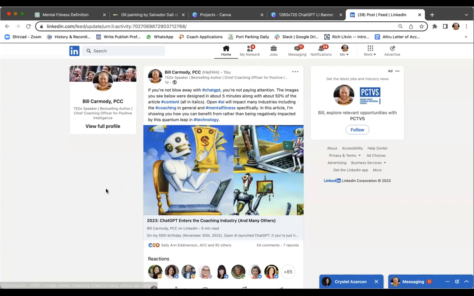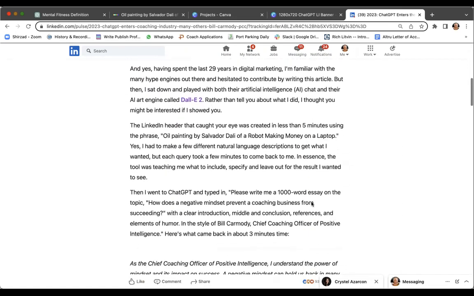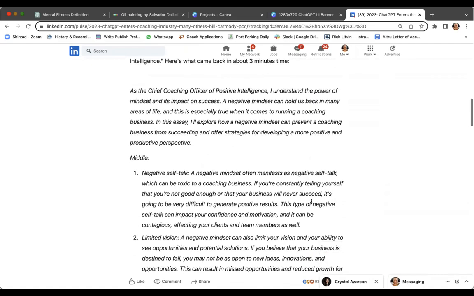And I put it into this particular article on LinkedIn. And you can see the visual is stunning. And it was immediately responded to by a lot of my colleagues. But what I loved about it is that it started to show exactly how you could use it. I then combined this visual image and I sourced it, oil painting by Salvador Dali of a robot making money on a laptop, via the open source Dall-E platform, which is openai.com/DALL-E-2. And then I went through and I wrote, okay, here's what I did, and this is exactly the process.